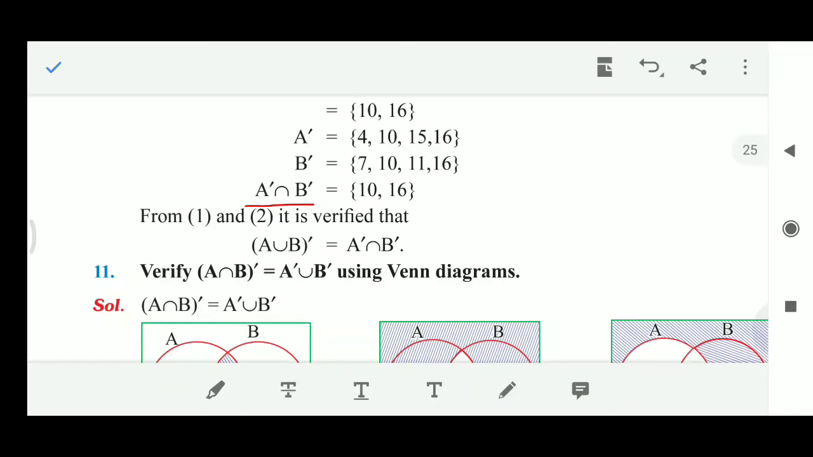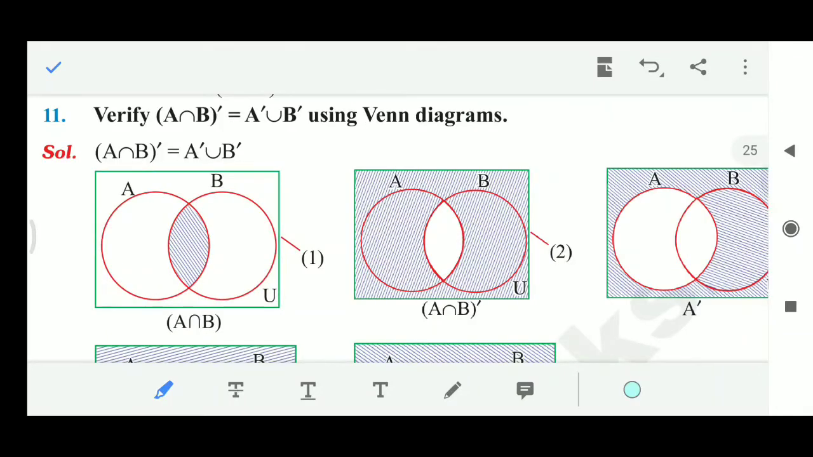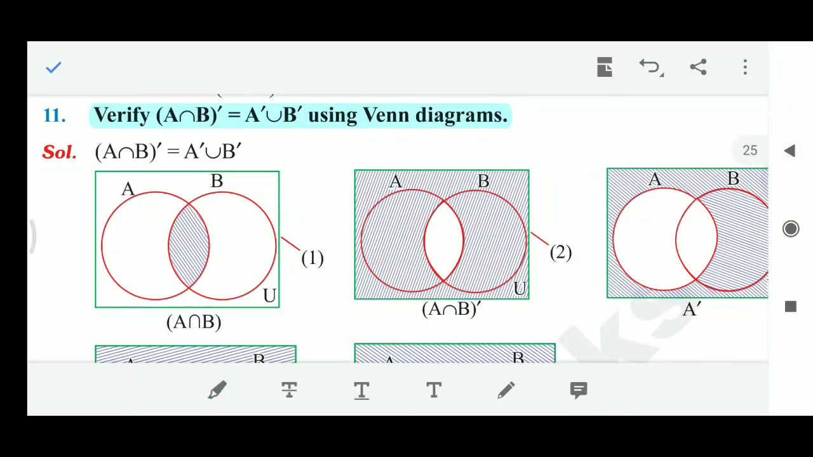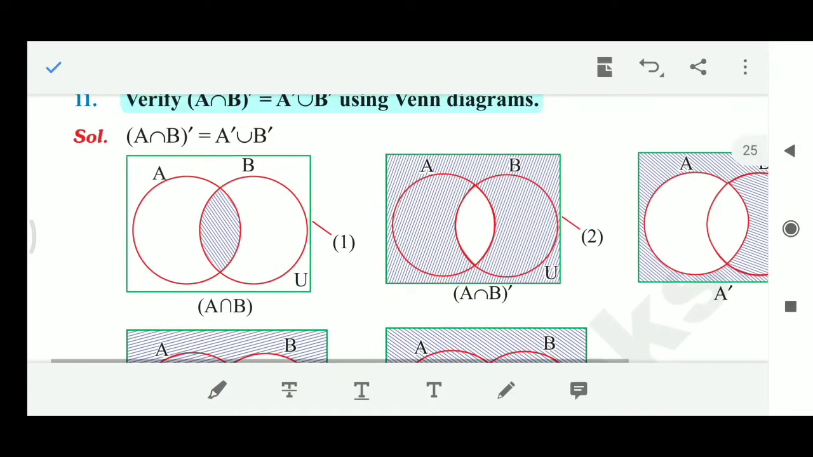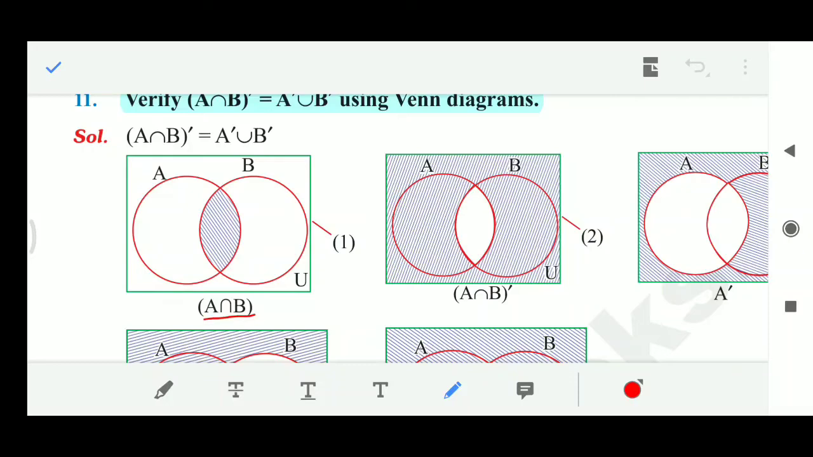Next we will move on to the next sum, the 11th one. Verify A intersection B whole dash is equal to A dash union B dash using Venn diagrams. So on the left hand side we have A intersection B whole dash. First you are going to find A intersection B. So that is the common part between A and B. So that is A intersection B. Next we are going to find the A intersection B whole dash.